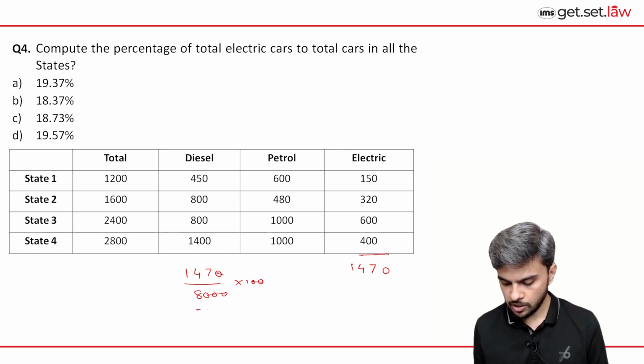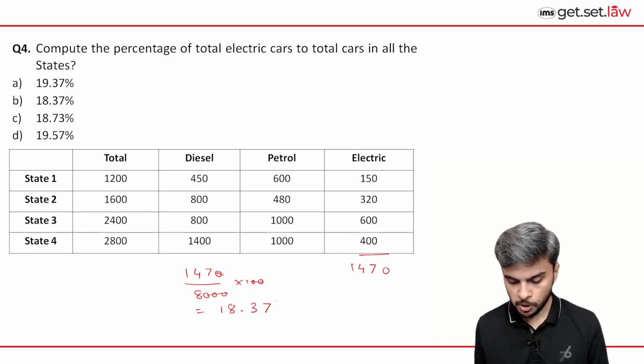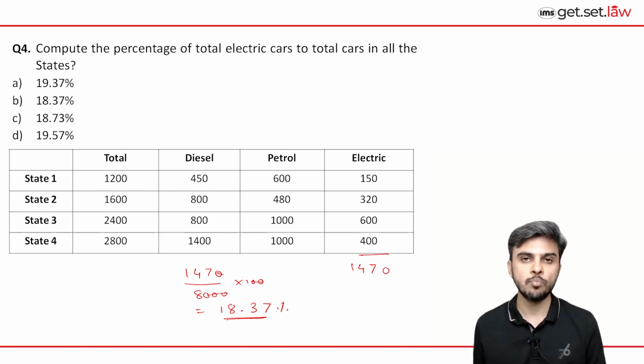So if we cancel out all the zeros, 147 divided by 8. So 8 into 1 is 8. Remainder is 6, 67. 8 into 8 is 64. Remainder is 3, that is 30. 8 into 3 is 24. Remainder is 6. So 8 into 7. So from the options we can see that option B should be our correct answer, 18.37%. Correct answer is option B.